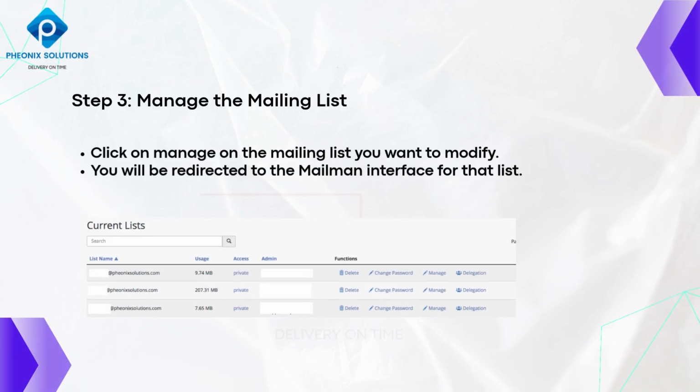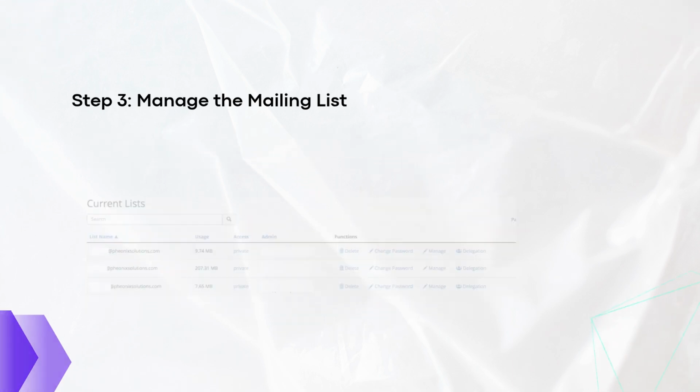Step 3. Manage the mailing list. Click on Manage on the mailing list you want to modify. You will be redirected to the Mailman interface for that list.